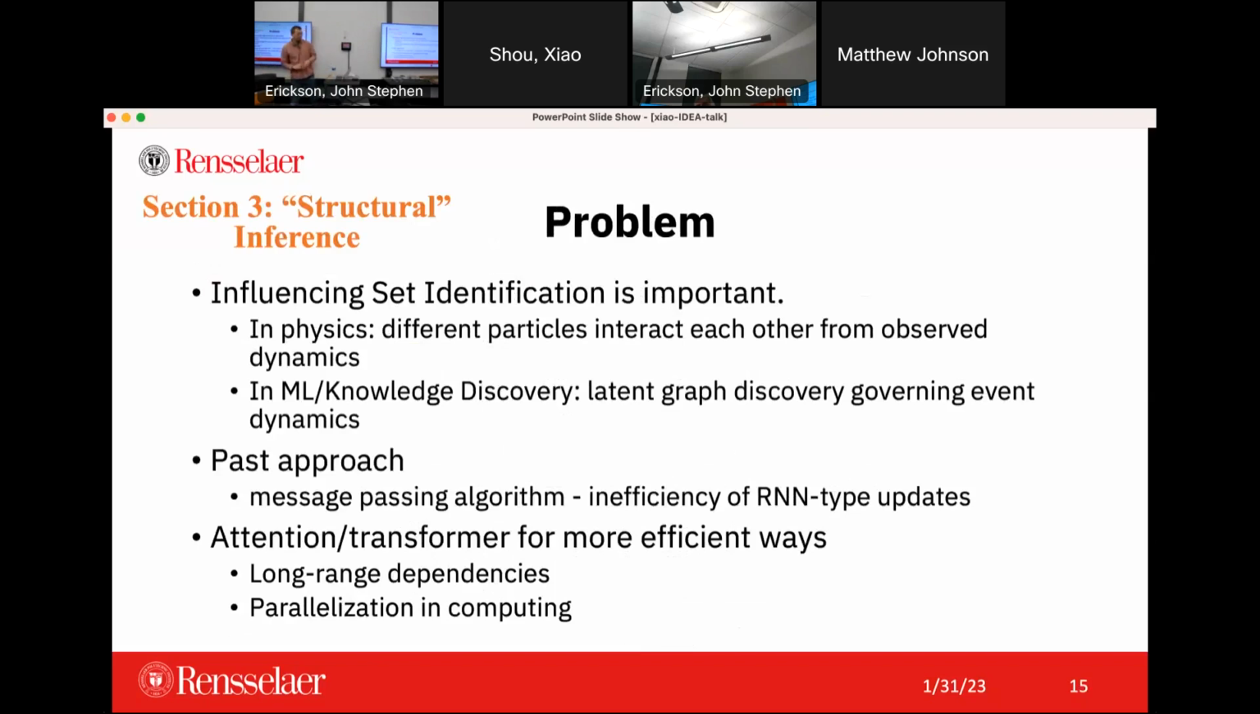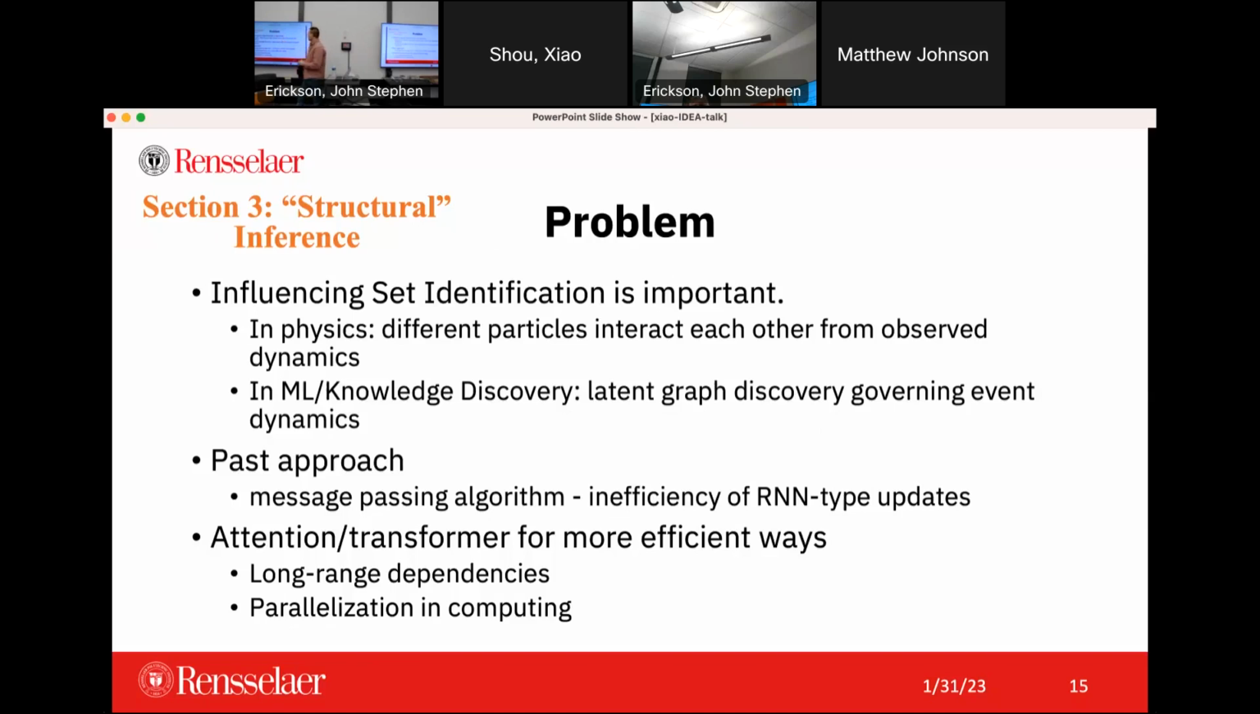So yeah, now we come to the third part, structural inference. I put a quotation mark here because it is slightly different, but it's got a similar flavor. Identifying the influencing set is very important.